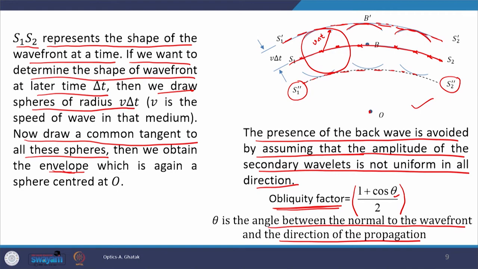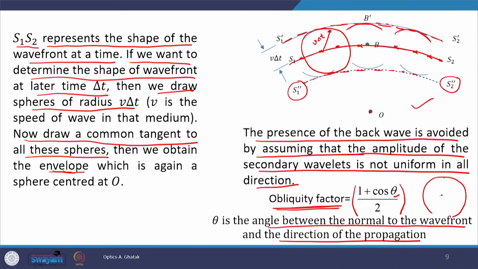It means in the forward direction the total amplitude of the light will propagate. The obliquity factor is a multiplication factor which goes with the amplitude of the wave, and in the forward direction when theta is equal to 0, you can say that the wave is propagating with its full amplitude. Suppose this is a point on the wave front and these are the secondary wavelets emanating from it, and this is the direction of propagation, then in this direction theta is equal to 0. But if you increase theta, then what will happen?